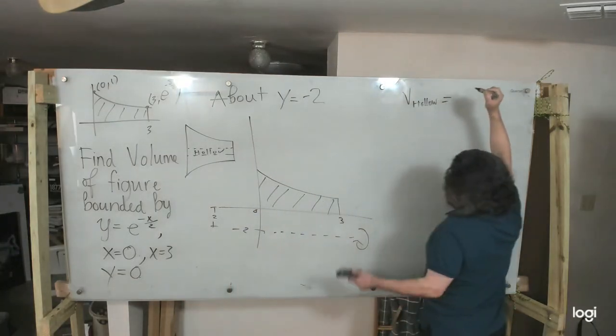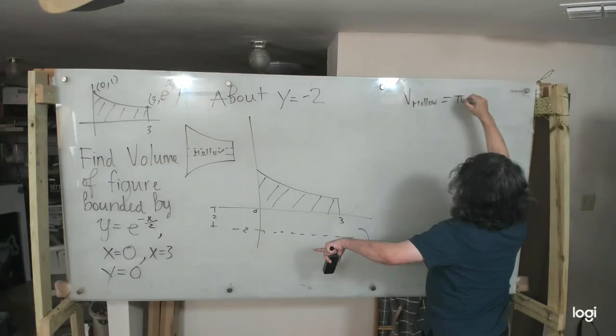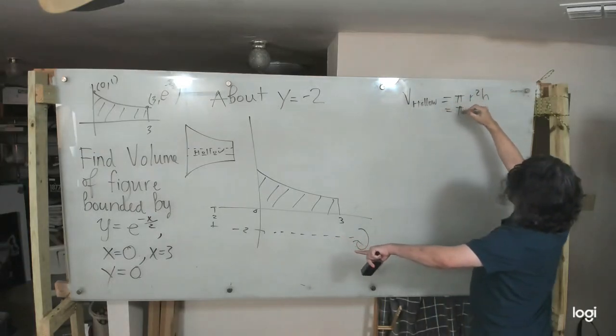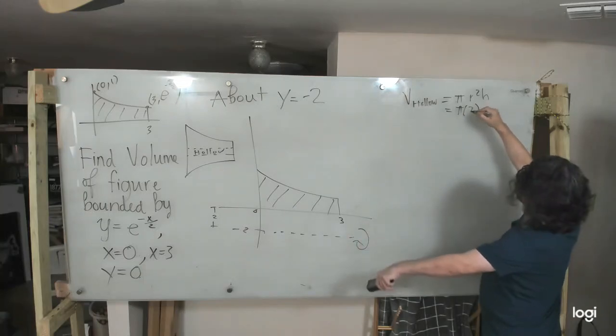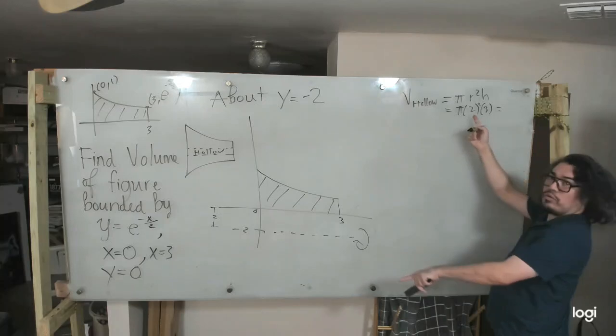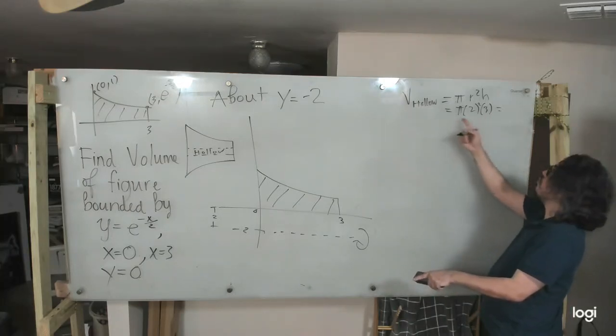So as we mentioned, the volume of the hollow is going to be a cylinder. So pi r squared h, which is going to be pi times the radius, which we saw is 2, squared, times h, which is 3. So in this case, 2 squared is 4. 4 times 3 is 12. So 12 pi.